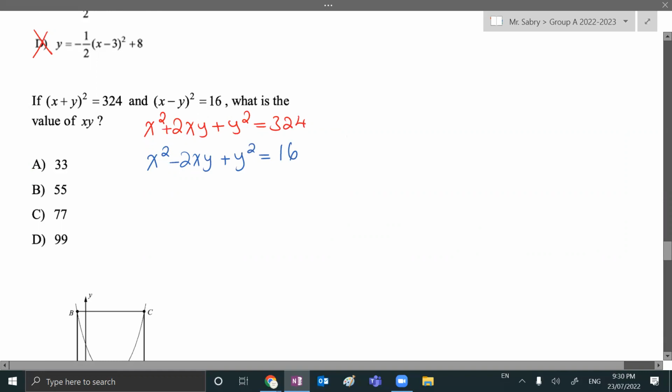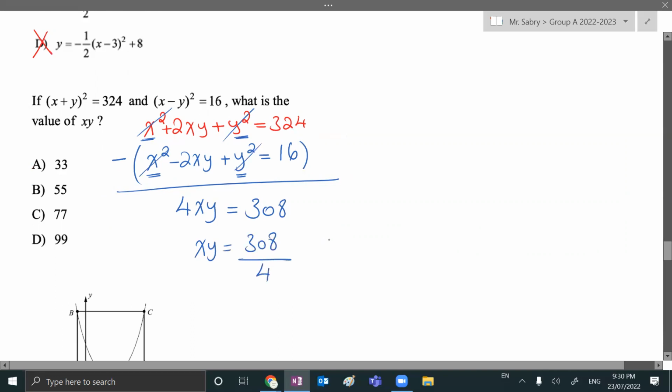Now, you can tell that there is an x squared here and x squared here. There is a y squared here and y squared here. So in order to remove them entirely, I just need to subtract everything up with everything down. X squared minus x squared will remove each other. 2 minus negative 2 will become 4xy. Y squared minus y squared will remove each other, and that would get me to 324 minus 16, which is 308. So next, xy will be equal to 308 divided by 4. 300 divided by 4 is 75, and 8 divided by 4 is 2, so 75 and 2, it's 77. C is the correct choice.